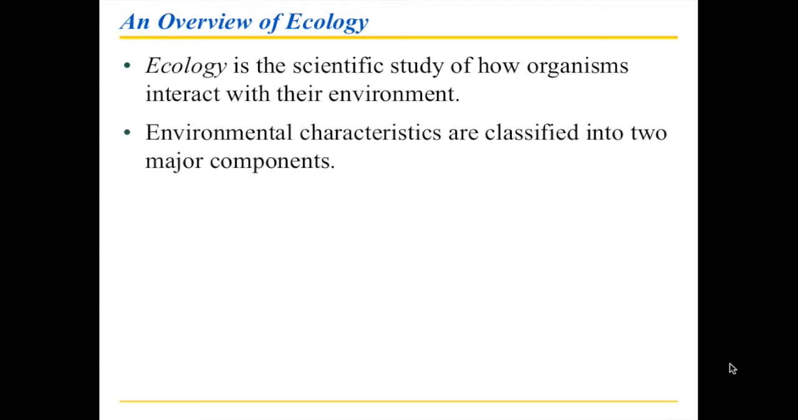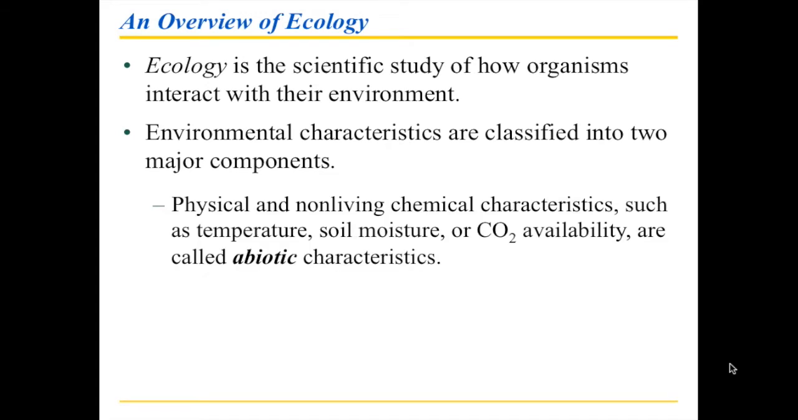Now, when we look at the environmental characteristics, those are the things that, of course, influence organisms directly, then we can divide them into two major parts. The first one of these is called the abiotic characteristics, and included there are all the things that are not living. And as you can see here, this includes things like temperature, soil moisture, carbon dioxide if you're a plant, oxygen if you are an animal, various aspects of the habitat that are not under the control of any organism.